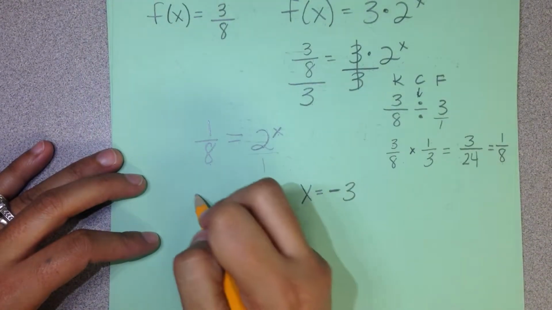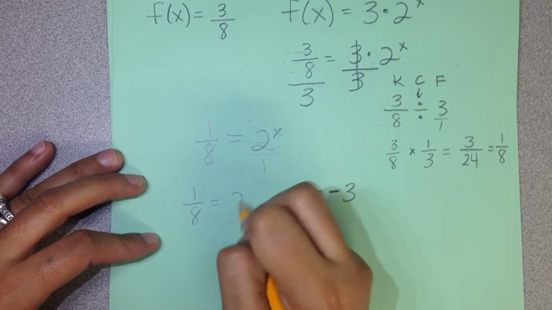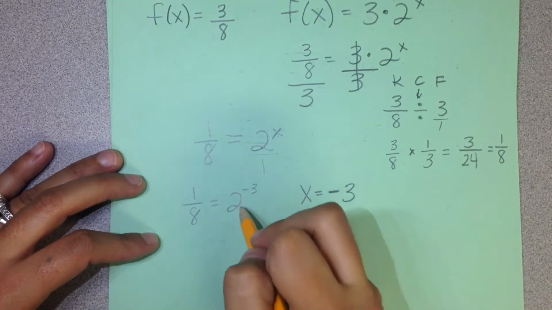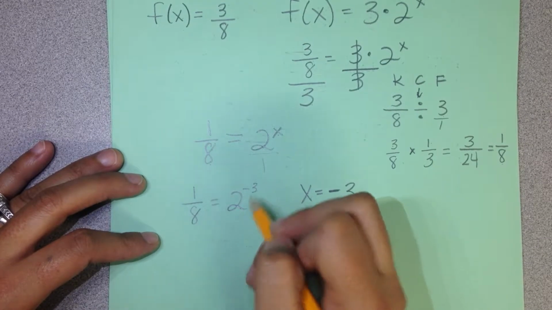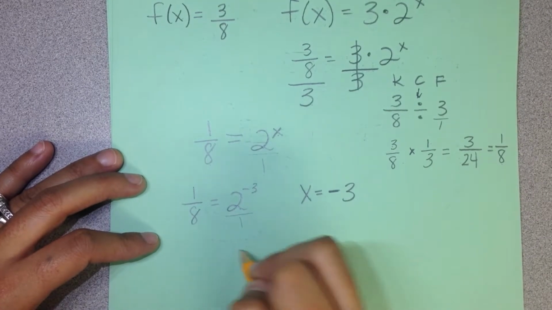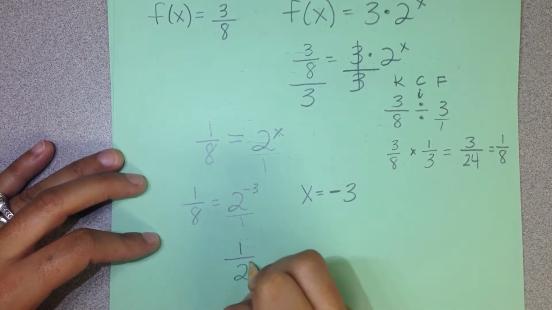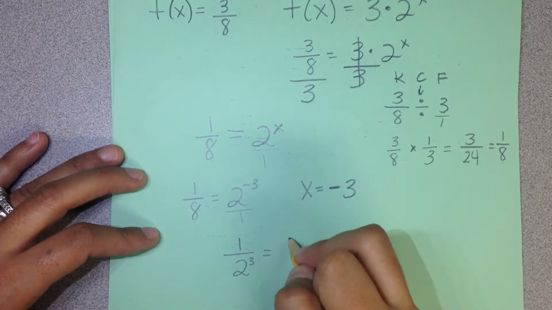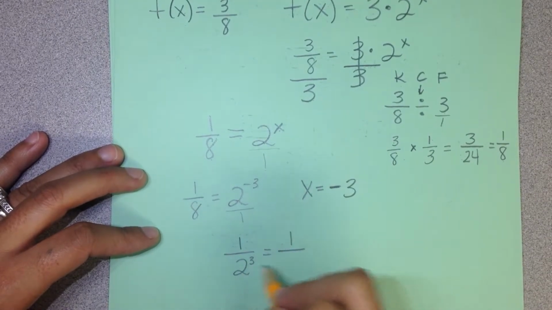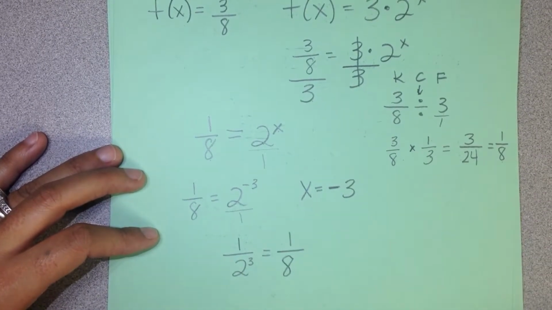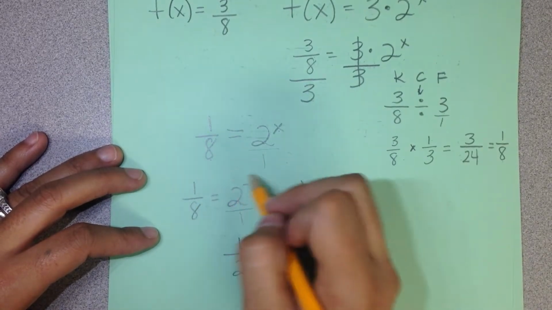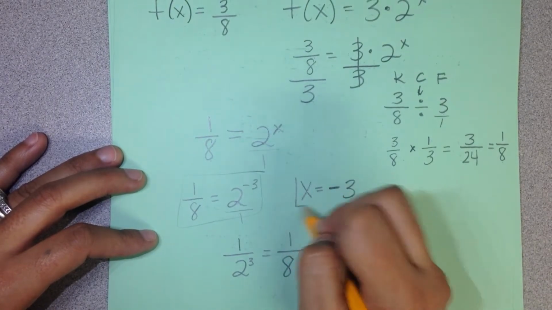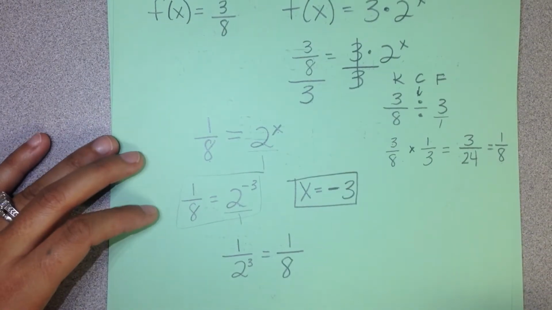So one way to check is write 1/8 equals 2 to the x. We're saying x is -3. So plug it in there. Now simplify your right side. Well, when you have a negative exponent, remember you're going to flip it. So it's going to be 1/2. Your exponent becomes positive. Well, what is 1/2 to the third? Well, that's 1 over 2 to the third power, which is 8. 2 times 2 times 2. So this is how we get 1/8 over here. So we found x is -3.